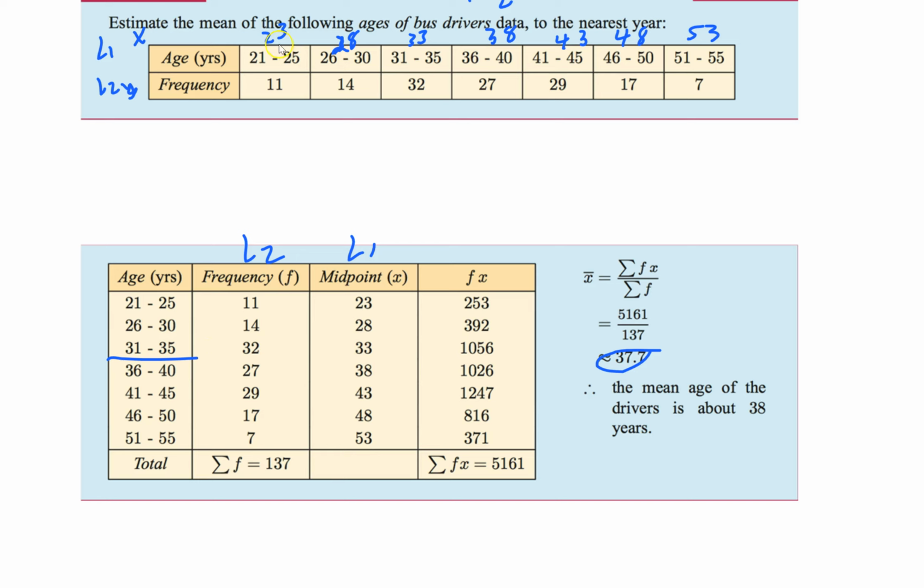But that's how you do it. Anytime you get an interval for your x values, just use the midpoint. Very simple, right? So if I see this, just use that. There we go. We're done with this lesson.